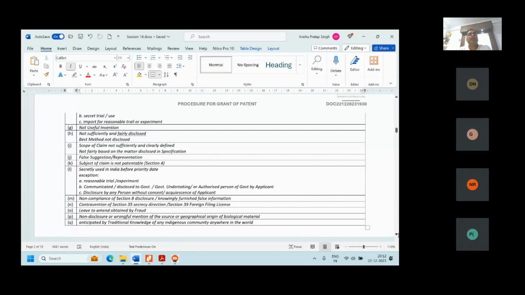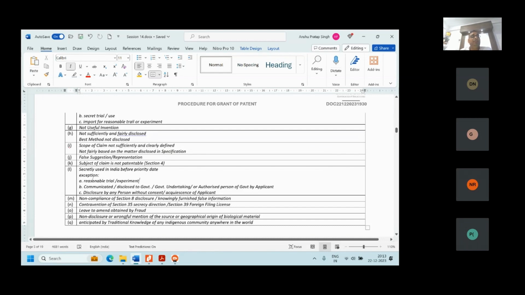If the subject of claim is not patentable, that is, now we are coming to Section 4. Section 4 deals with atomic energy. It was not patentable. Done. Then comes secretly used in India before priority date. Secret use in India before priority date is also an exception. Okay, it can also be a ground.